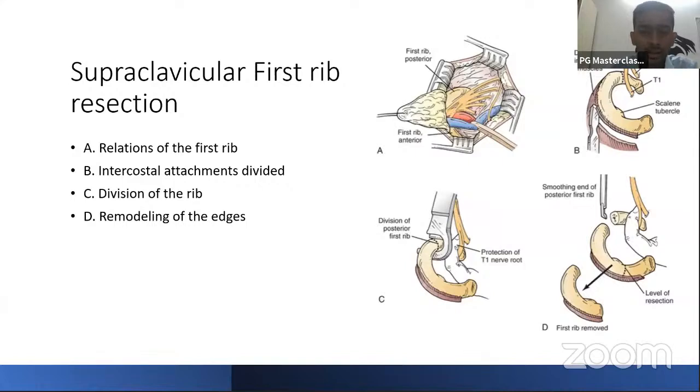Furthermore, there is another approach. You can go through the axilla also, supraclavicularly as well as through the axilla, for removal of the first rib. He is going to describe the axillary route later on. In figure A, one structure is seen which you don't consider important. Which structure is that? The phrenic nerve here, sir? The phrenic nerve is shown.